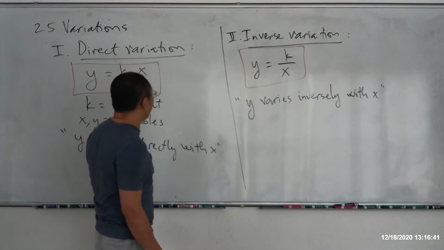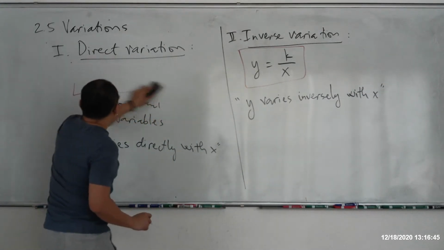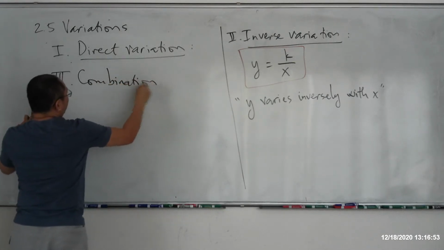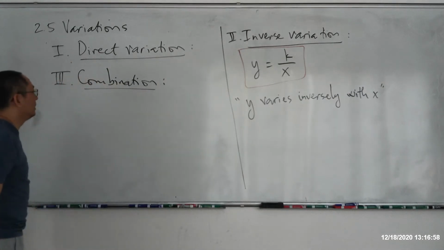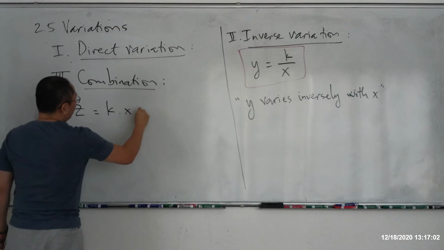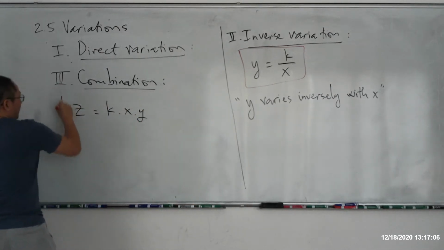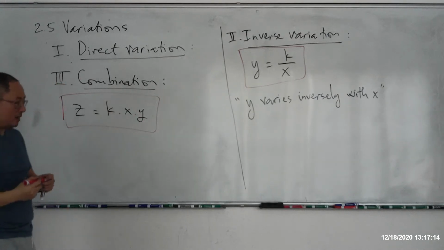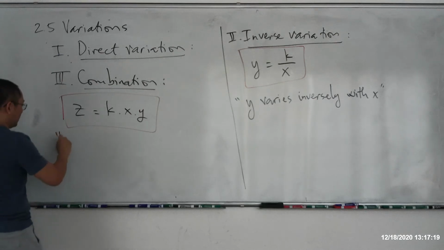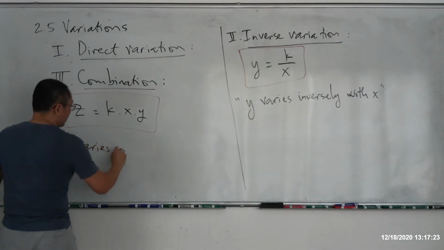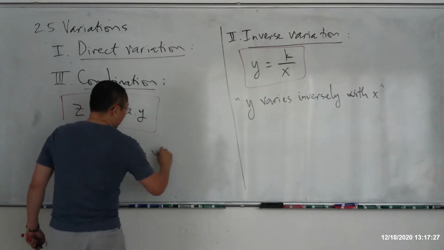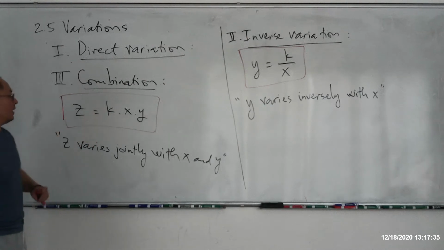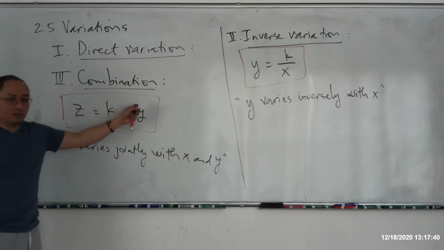Okay? And then third, let me talk about the combination of those. Number 3, combination. Means what? We may have more than 2 variables. We may have 3. You have this: z is equal to k times x times y. So this, say what? Z varies directly with x and directly with y, right? So instead of saying z varies directly with x and directly with y, people used to say this: z varies jointly with x and y. It means what? Vary directly with both x and y. X increase, z increase, y increase, z also increase.